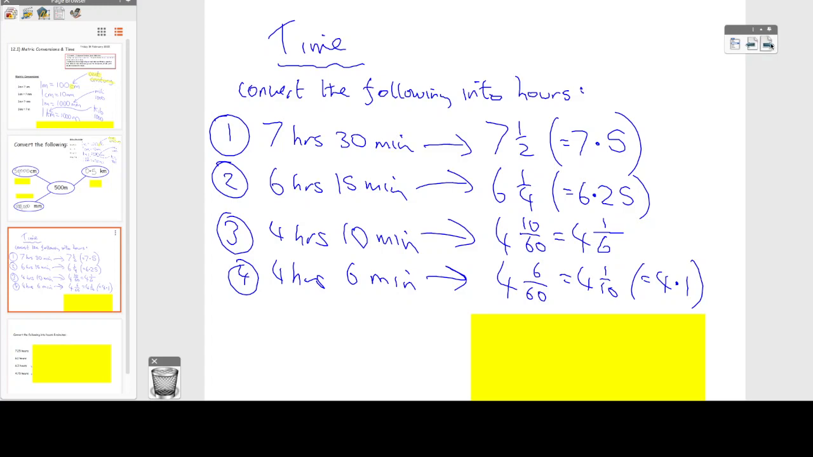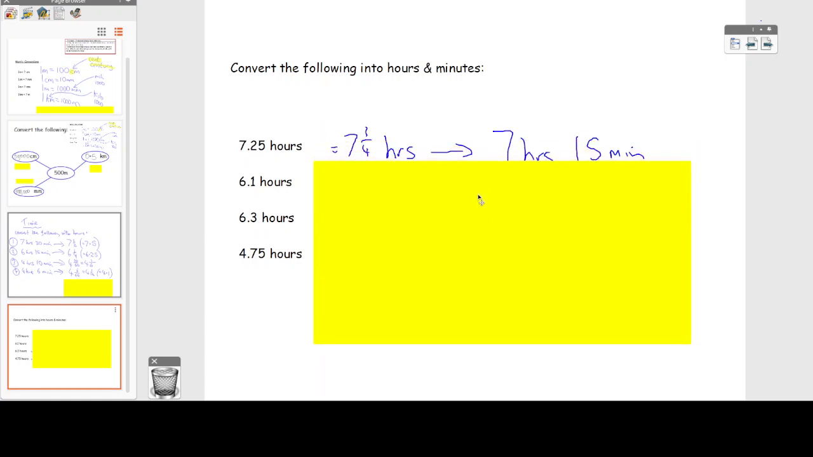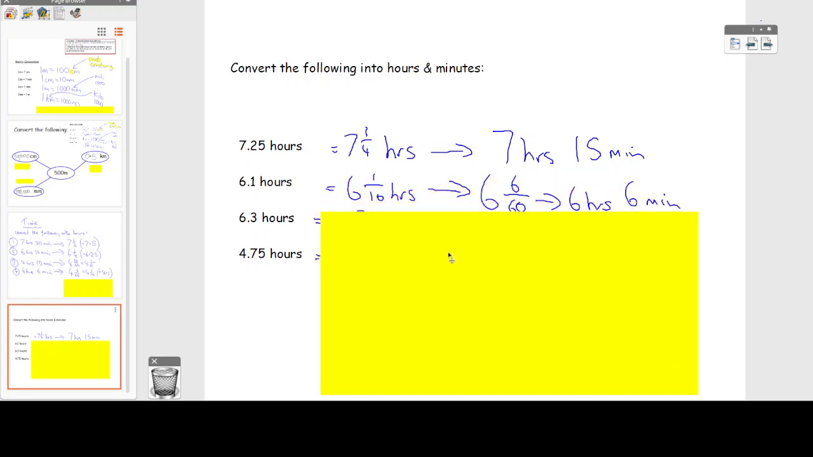And then my final slide was going the other way, when we've got hours and we're trying to convert it into hours and minutes. So 7.25 hours, 0.25 being a quarter. A quarter of an hour is 15 minutes. So that's 7 hours and 15 minutes. Now, 6.1 hours, well, 0.1 is a tenth. So what's a tenth of an hour? When an hour is 60 minutes, a tenth of 60 is 6. So that's going to be 6 hours and 6 minutes.